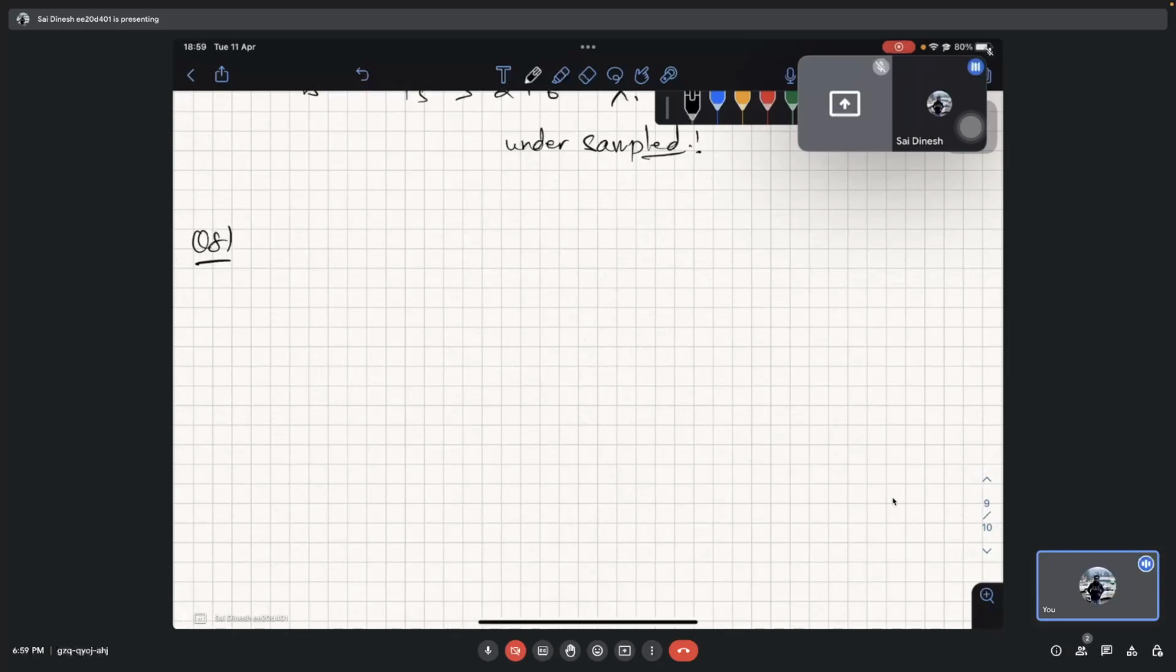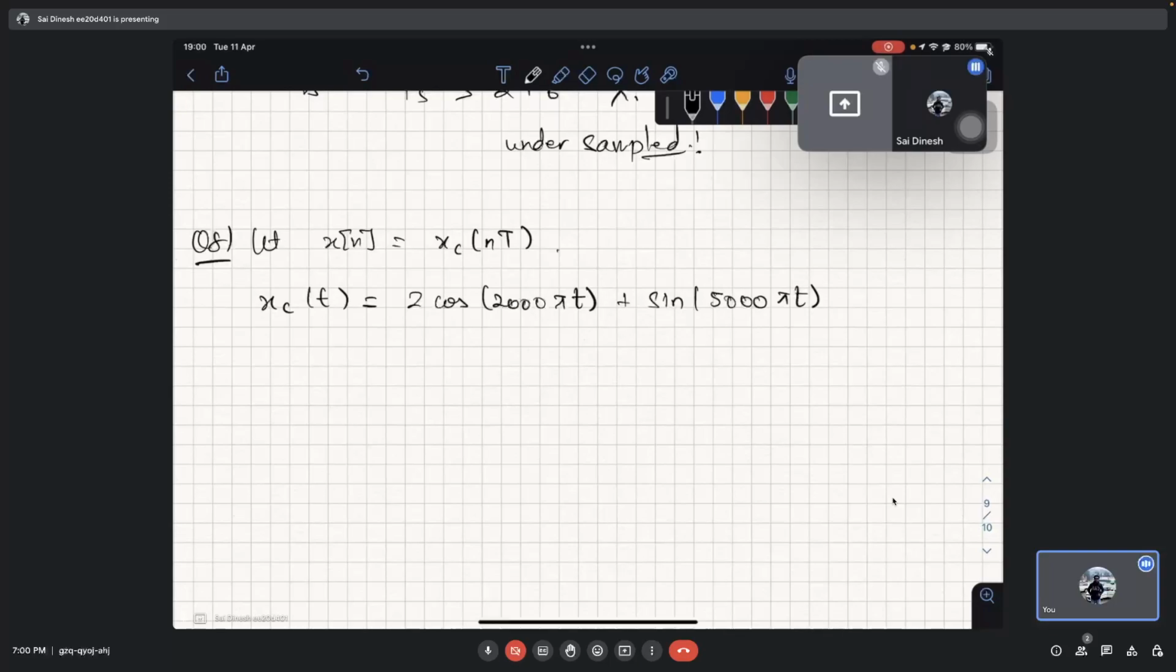Question 8 states that, let x of n be the discrete time signal obtained after sampling the original analog signal xc of t, which is 2 cos 2000 pi t plus sine 5000 pi t, at a sampling frequency of 5 kilohertz, right?